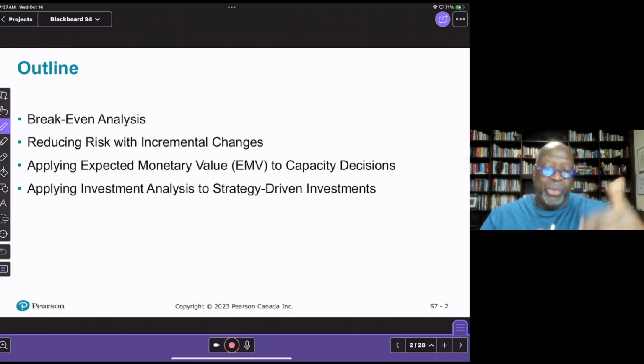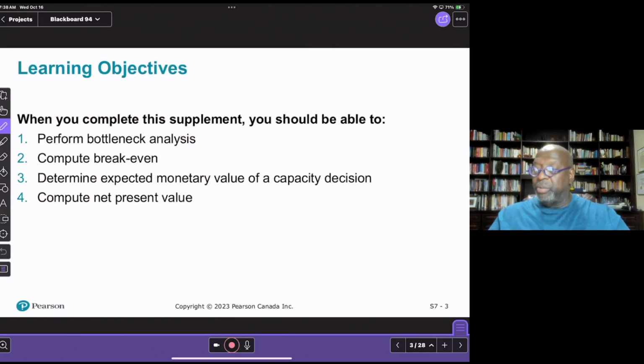But just before we do that, what we're going to cover, as I've already mentioned, is break-even analysis, reducing risk associated with incremental changes, applying expected monetary value to capacity decisions, and applying investment analysis to strategy-driven investments. All right? So we'll learn a little bit about breaking even.